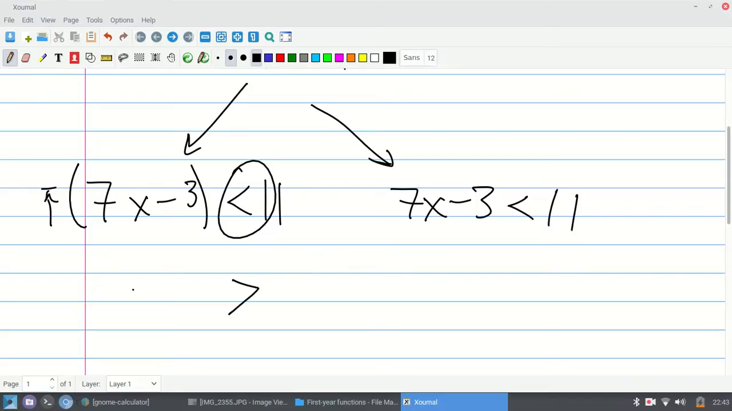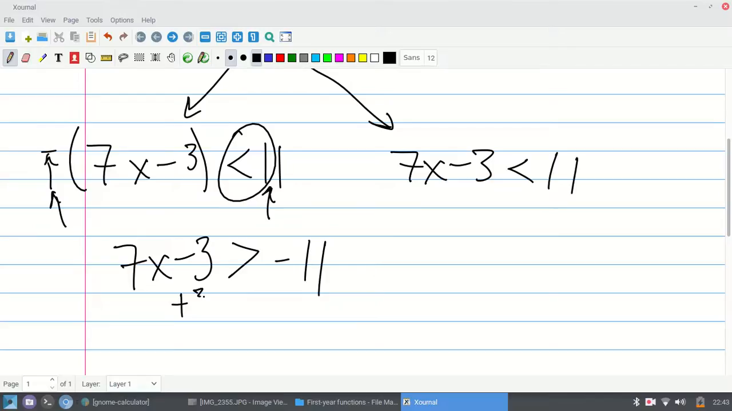So this is what I should get, right? Because I changed this sign. This thing becomes a positive over here. So I could just take out the brackets. So that's what I have, and I've got to change the sign, right? Next, add 3 to both sides. So I'm treating it like an equation.